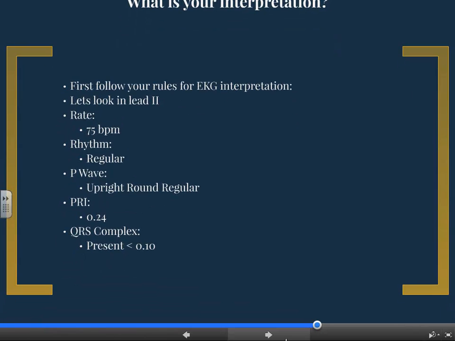So our rate's about 75. You can just go off your lead 2 that's down on the bottom. Our rhythm is regular, right? There's no irregularities about it. It doesn't look good, but there's no irregularities about it. Our P wave: round, upright, regular. PRI is a little bit extended. QRS complex is present. That should say greater. No, it's less than. Alright.